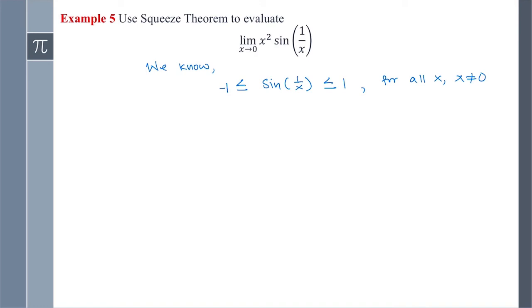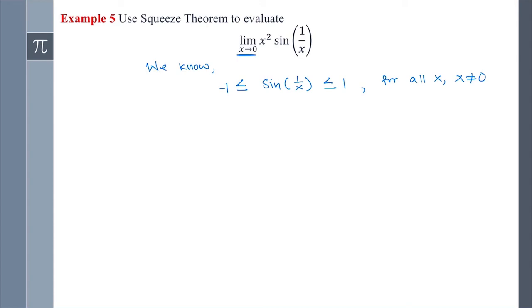So we cannot take that one. And it is okay because what we are trying to find is the limit when x approaches 0. It doesn't mean x is equal to 0, okay? Just x is approaching 0. It's not equal to 0. So this should be good.